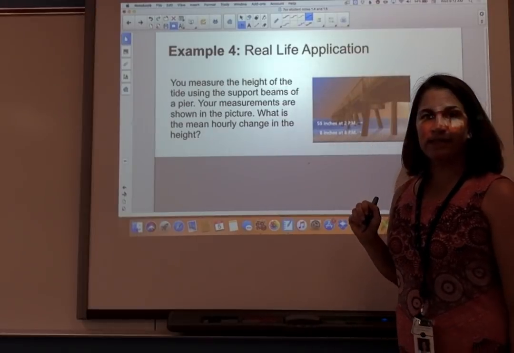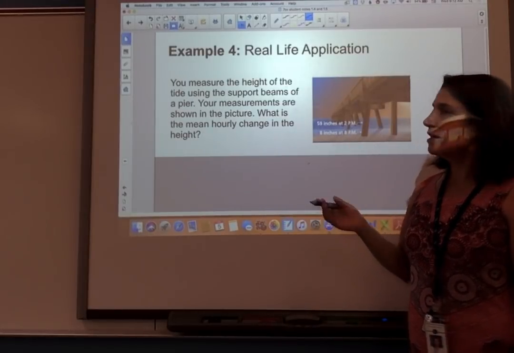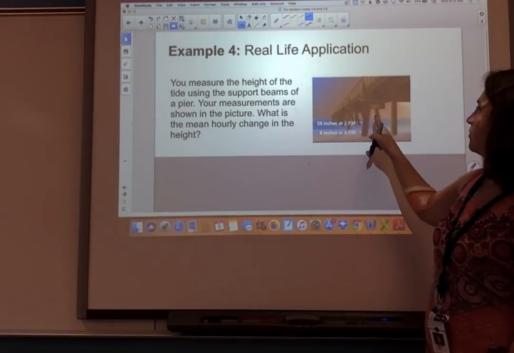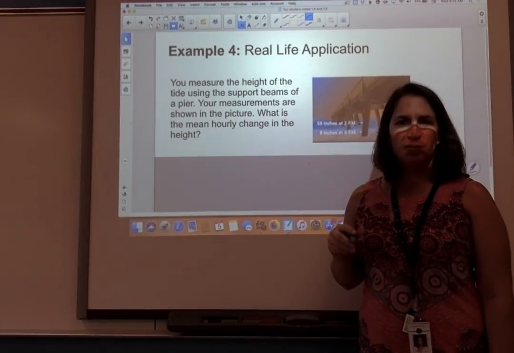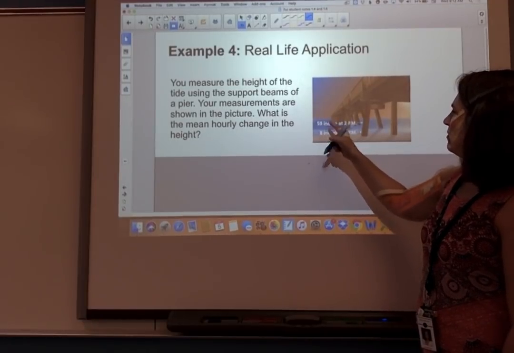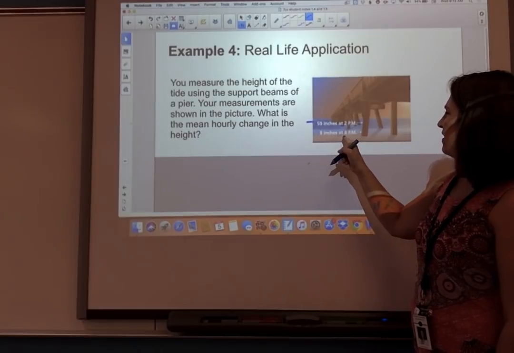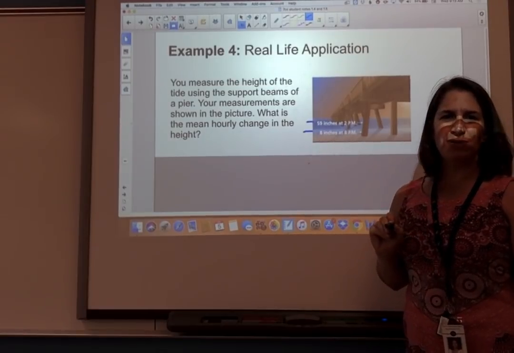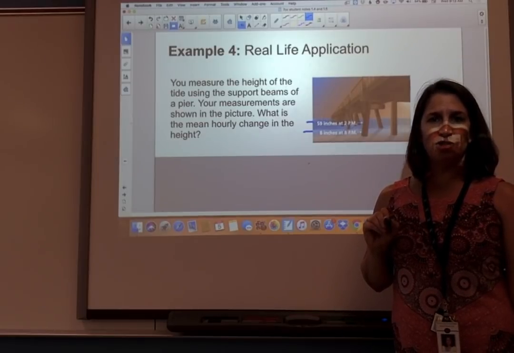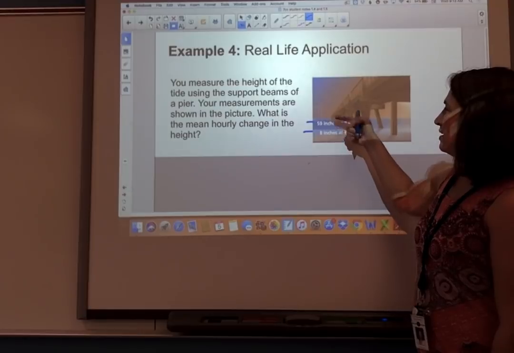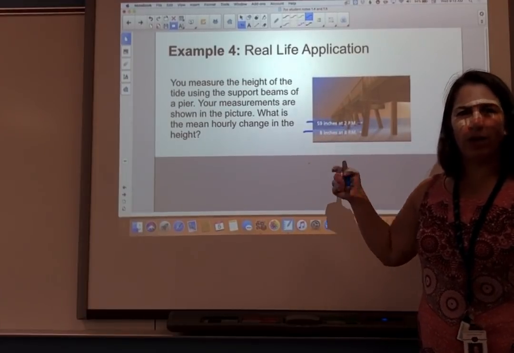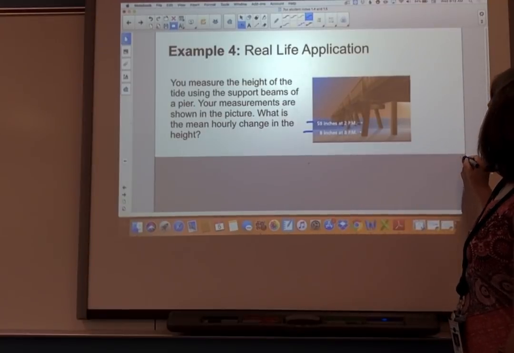All right, one last example. We have another real-life application. We measured the height of the tide using support beams of the pier. So here we see these support beams. Your measurements are shown in the picture. At 2 p.m., we're at 59 inches, and then by 8 p.m., we're all the way down to 8 inches. What is the mean hourly change in the height? So it's gone down a certain amount over 6 hours, right? So we want to know how much did it go down each hour.